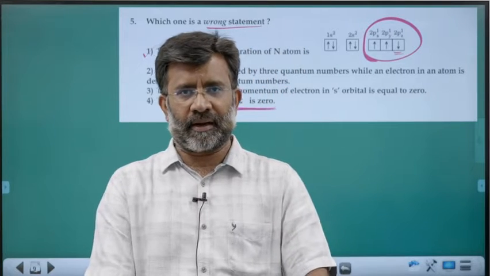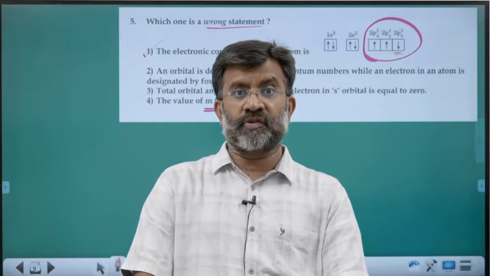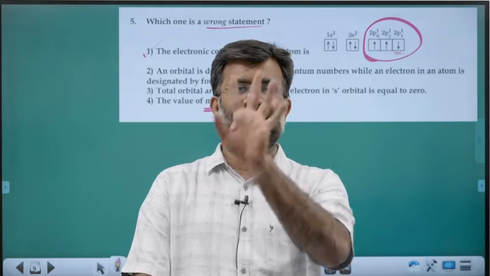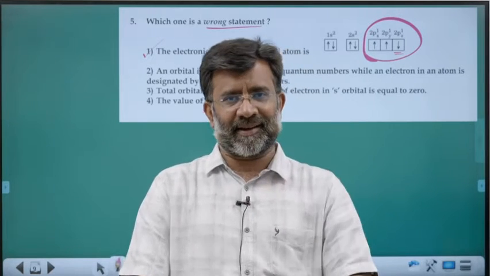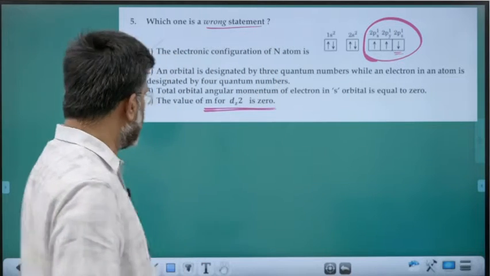For f orbital, I think you have learnt fz cube will have magnetic quantum number 0, right? So pz we can take magnetic quantum number 0 like that. Okay, next.